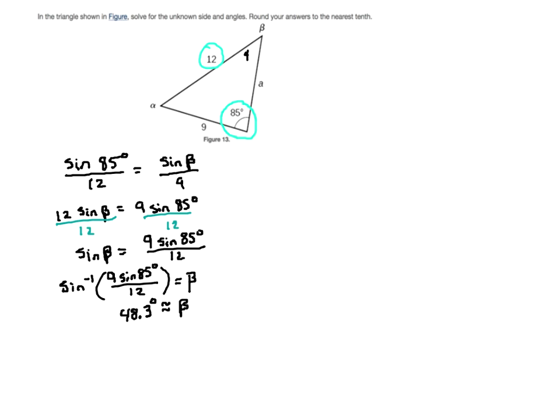From here, so here's what I know. I know 48.3 degrees there. Now that I've got beta, I can figure out what alpha is. So 180 minus 85 minus 48.3 gives me a measurement of alpha to be 46.7. So this is 46.7 degrees there.